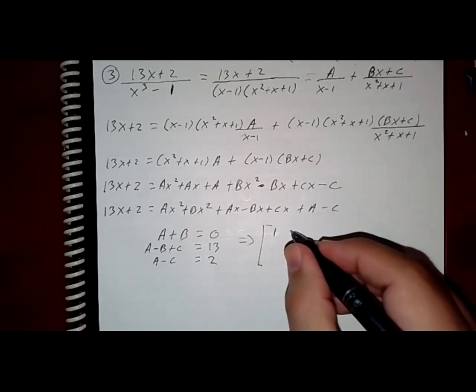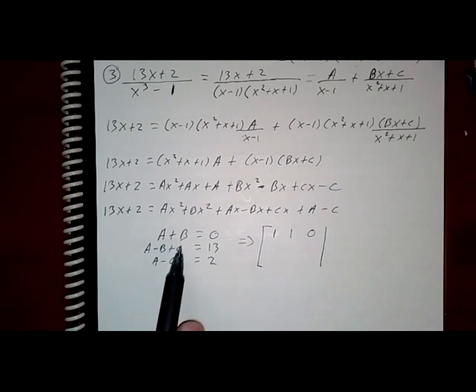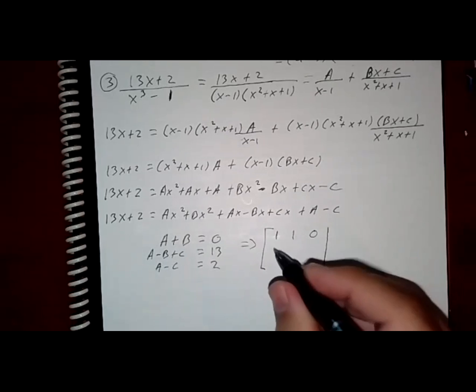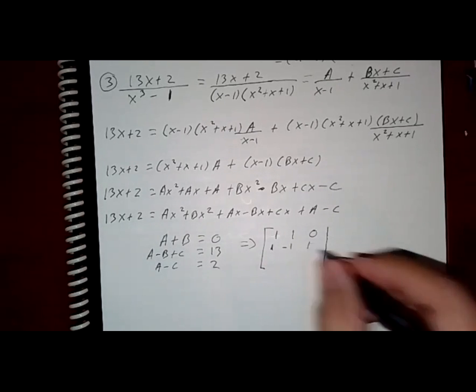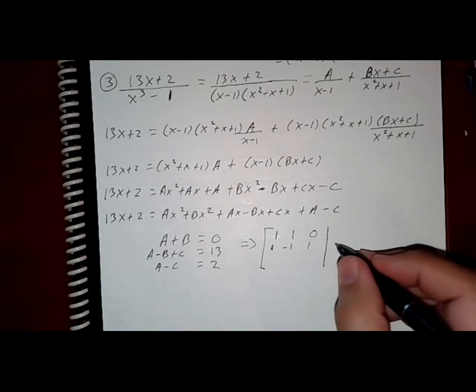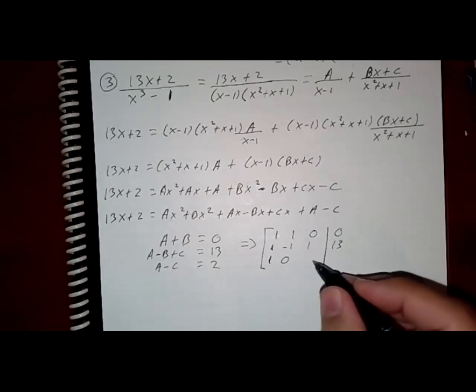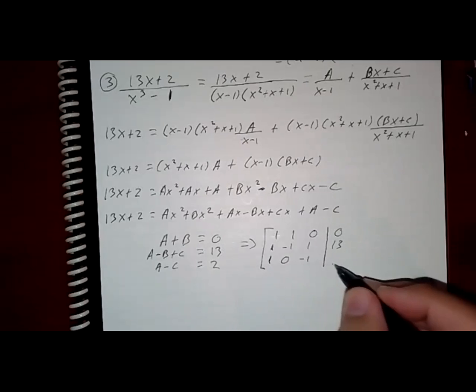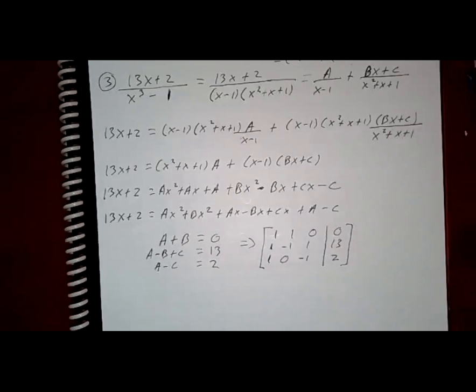So that would be 1, 1, 0 for the coefficient matrix. So 1a, 1b, no c. Second row, 1a, 1b, 1c. 13 is right there, 0 is right here. 1a, no b's, and -1 for my c, 2. So I'm going to solve this with the machine, and then we can attempt substitution. That way we know what the right answer is.